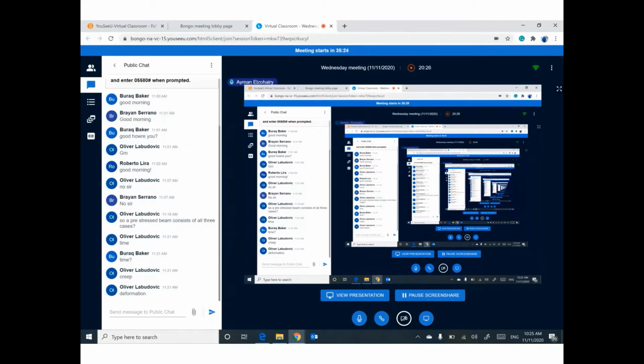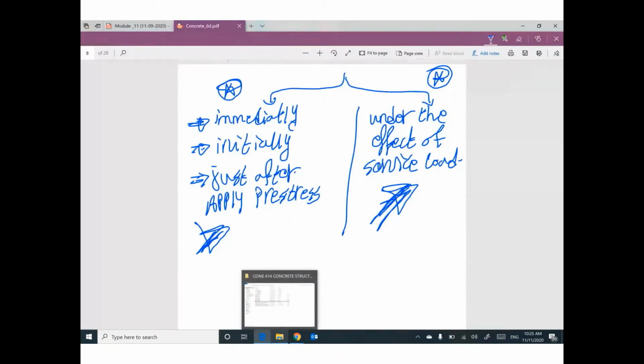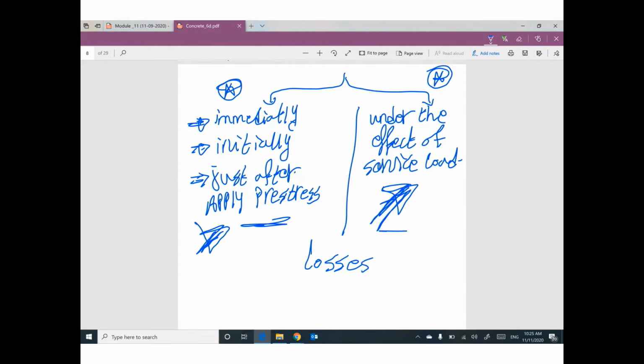And I told you, and I covered it last meeting. The only difference between this side and this side, yes, I know it's time, it's shrinkage, it's creep, but the only difference between this situation and this situation is losses. Because if creep happened, we will lose some of the pre-stressing force. If shrinkage happens, we will lose some of the pre-stressing force. If deformation happens, we will lose. If time passes, by the time, we will lose part of the pre-stressing force. Do you remember that?